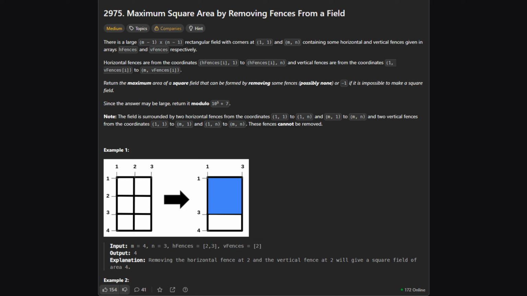We have a rectangular field. We are given the dimensions, let's call the number of rows m, and the number of columns n. We also have specific coordinates for horizontal and vertical fences. The key thing here is that the outer boundaries, the edges of the field, are always considered fences and cannot be removed. Our goal is to figure out the largest possible square area we can make by choosing to keep or remove the internal fences. If we can't make a square, we return -1.